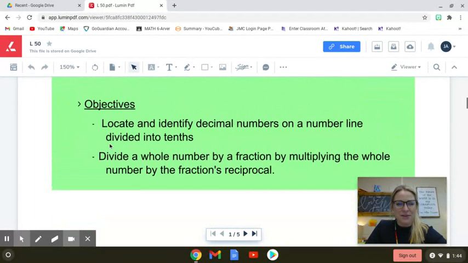Our learning targets for today are exactly what I just said. So the first is to locate and identify decimal numbers on a number line that are divided into tenths. And then the second is to divide a whole number by a fraction by multiplying the whole number by the fraction's reciprocal.